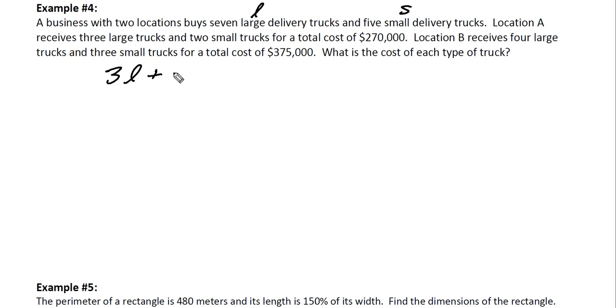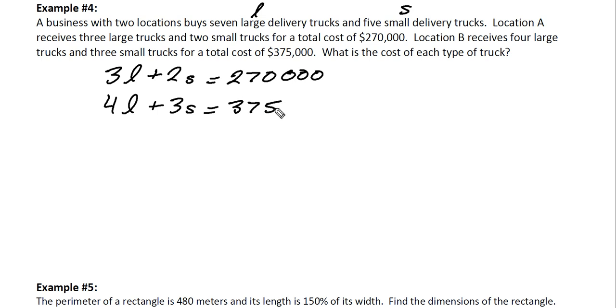So 3L plus 2S equals $270,000. For location B, they received 4 large trucks and 3 small trucks, and that gave them a total cost of $375,000. So for location B, which is going to be our second equation here, we have 4 large trucks, 3 small trucks. If we add those costs together, we would get $375,000. So once again, we've got a system of equations here, and it's up to you to solve that system.